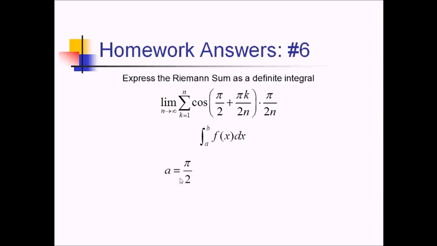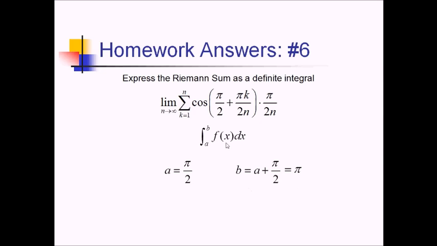And for the b value, we need to figure out how long the interval is. So the interval length is this delta x part over here that's being divided by n. So since pi over 2 is being divided by n, pi over 2 is the length of the interval. To get the b value then, we need the starting limit of integration, pi over 2, plus the pi over 2 that is the interval length. So pi over 2 plus another pi over 2 just gives us pi.